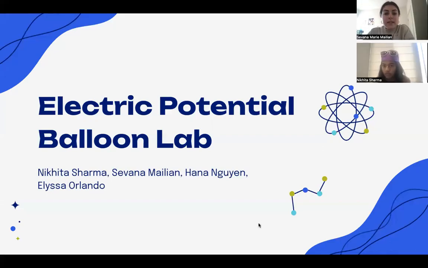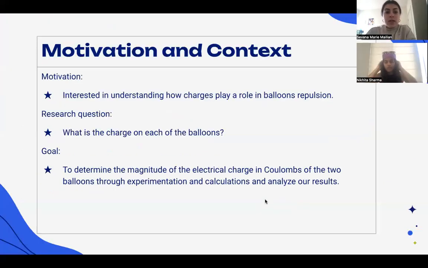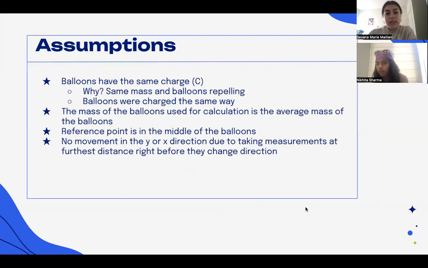Okay, so this is our formal lab on electric potential with balloons. We were interested in understanding how charges play a role in balloon repulsion. The research question that we are investigating is: what is the charge on each of the balloons? And our goal is to determine the magnitude of the electrical charge of the two balloons through our experimental design.